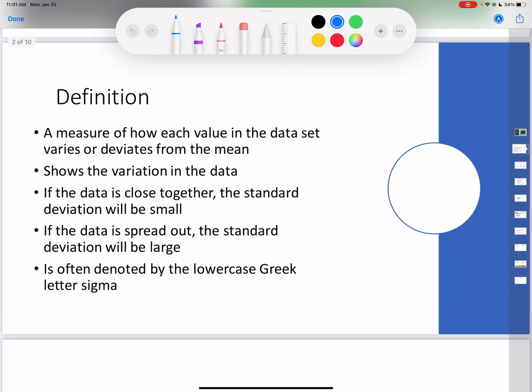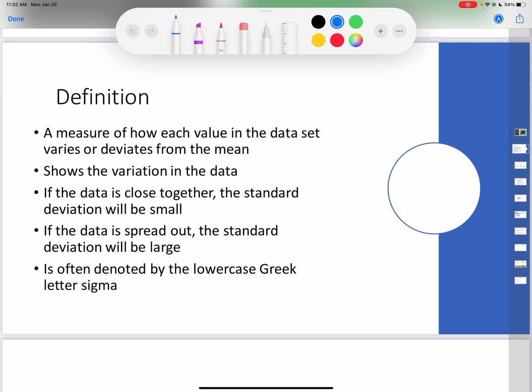So a standard deviation measures how each value in a data set varies or deviates from the mean. It shows variation in data, so how much a data point varies from the rest of the data set. So if you have everyone in a class that gets 100 and then you have a student who gets a 0, how does that 0 affect how far each of those values are from the mean? If data is really close together, the standard deviation is small. If data is really spread out, the standard deviation will be large.